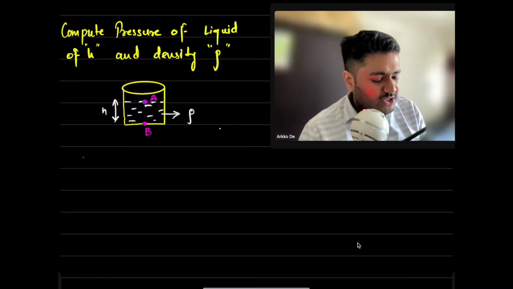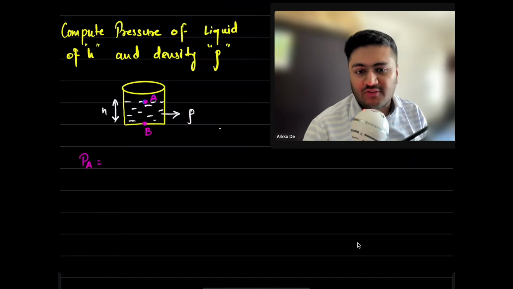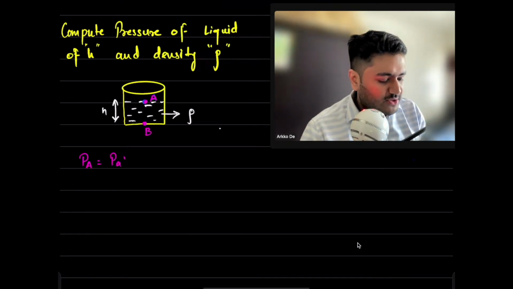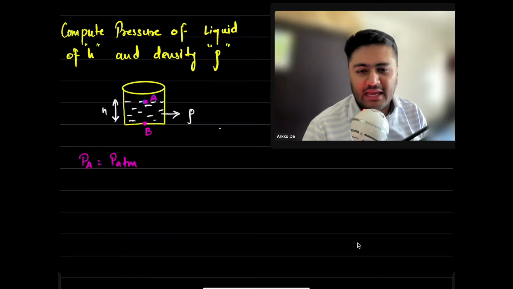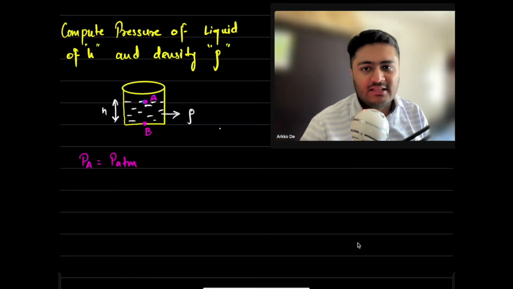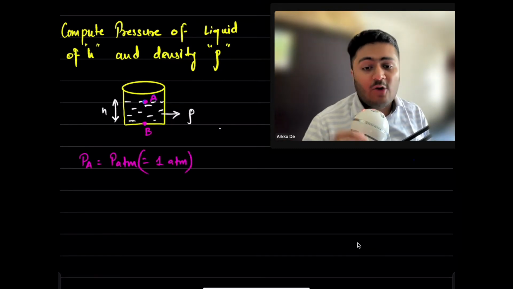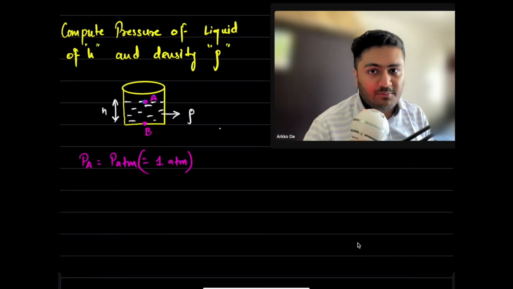Okay, so pressure at point A will be the atmospheric pressure because it is an open vessel. I'll just write it as P_atm. Usually at sea level the atmospheric pressure is 1 atm, so you could consider it to be 1 atm as well. Now we need to calculate the pressure at point B.